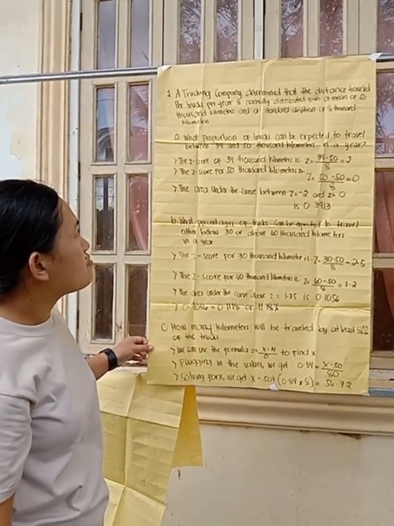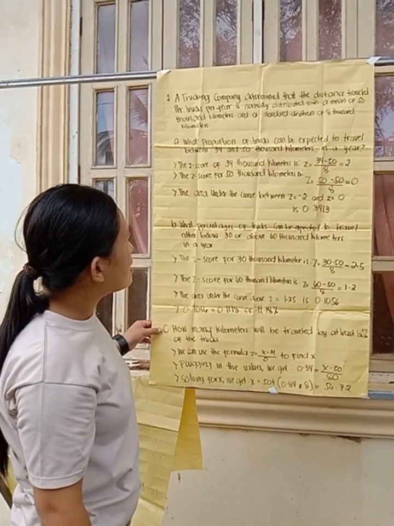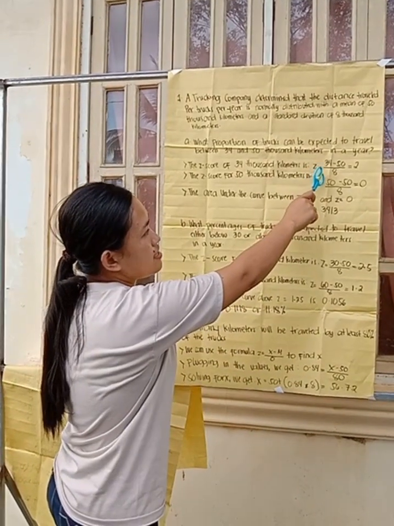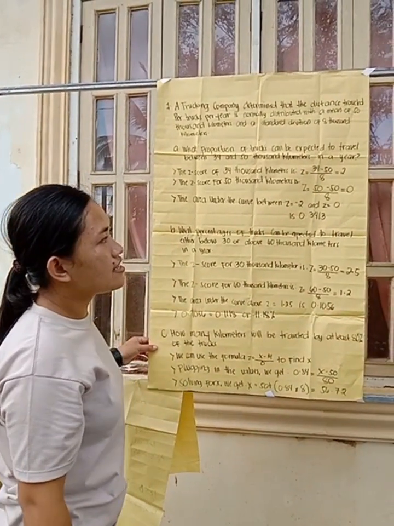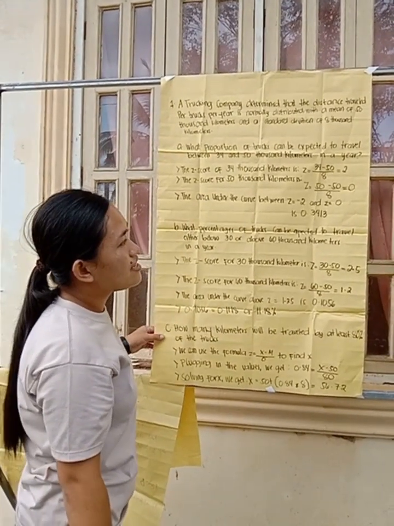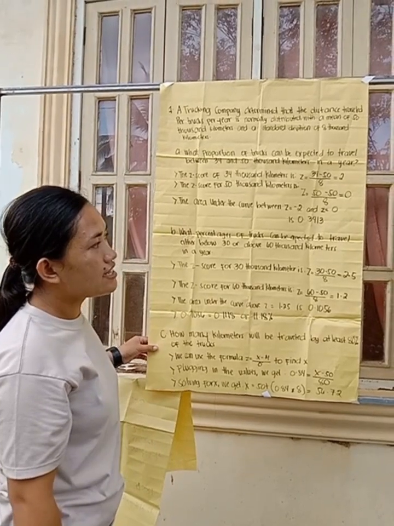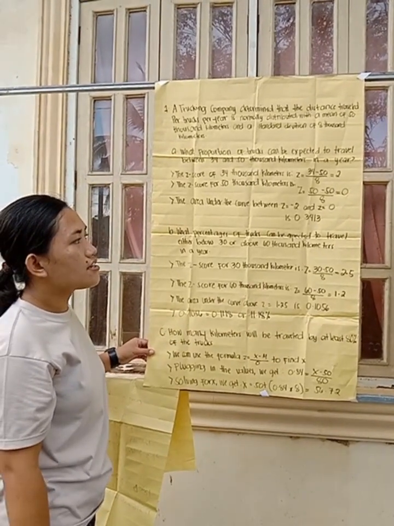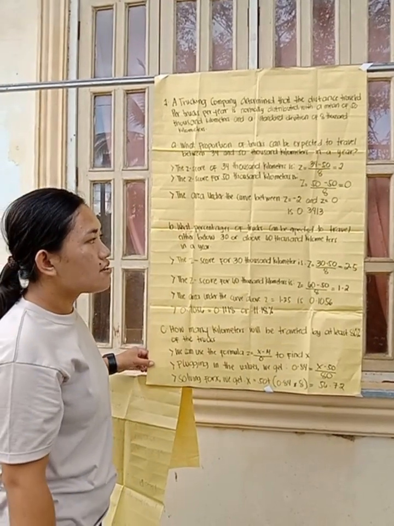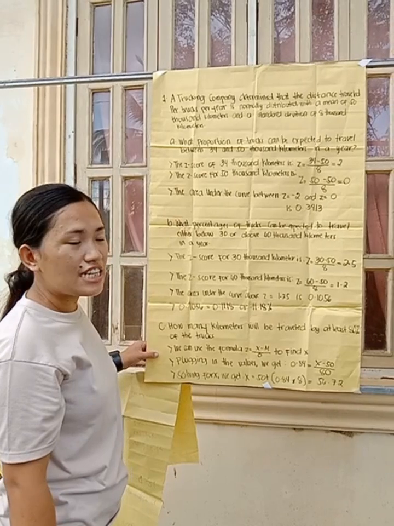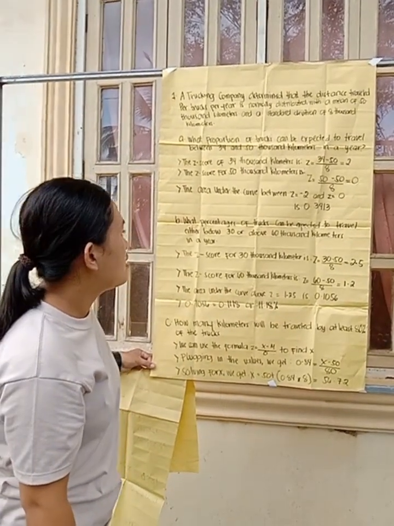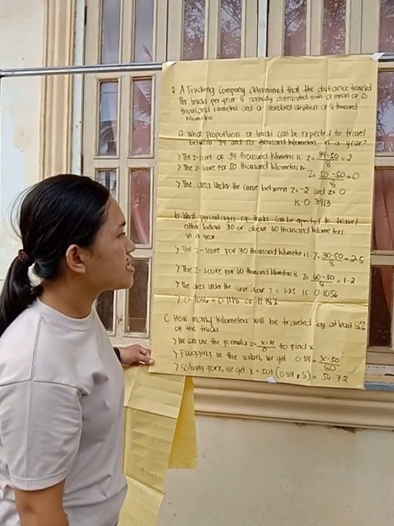So first, we need to calculate the Z-score for 34,000 kilometers. The Z-score is 34 minus 50 divided by 8, which equals negative 2. So the Z-score for 50,000 kilometers is Z equals 50 minus 50 divided by 8, which equals 0. So the area under the curve between Z equals negative 2 and Z equals 0 is 0.3413.